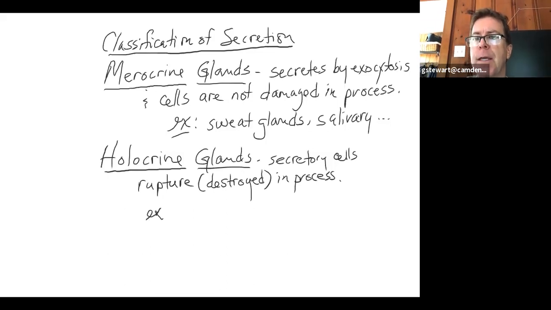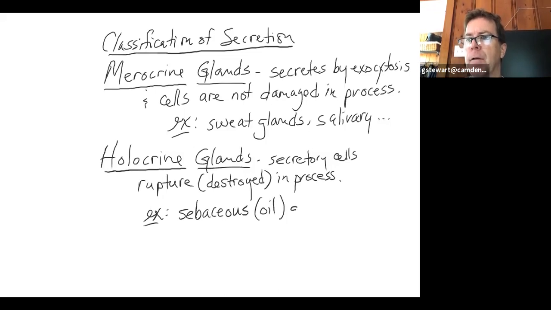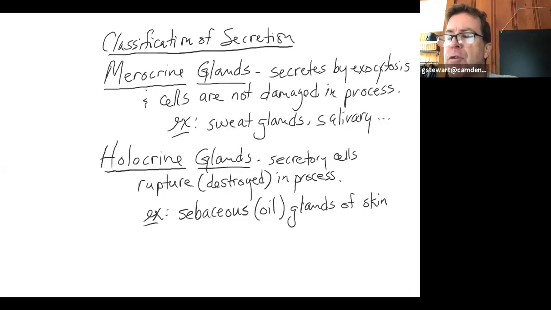Classic example of these: sebaceous glands, or what you and I call oil glands of the skin. These, the dead cells, the ruptured cells, are actually released in the secretion itself.